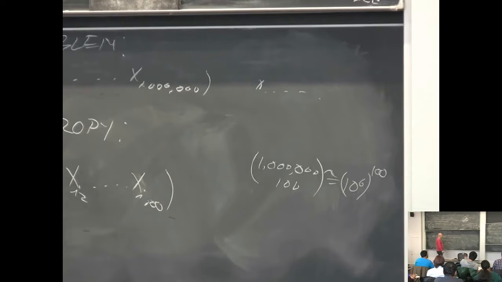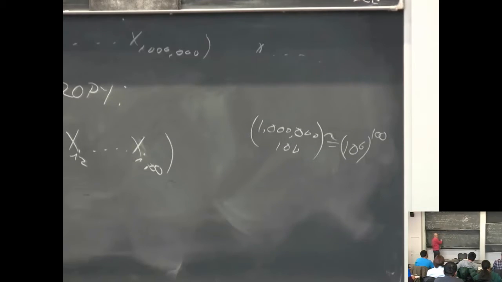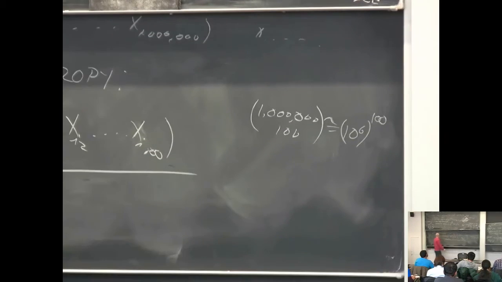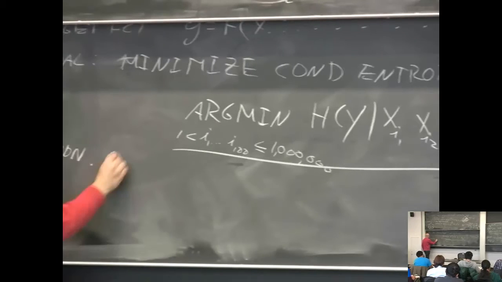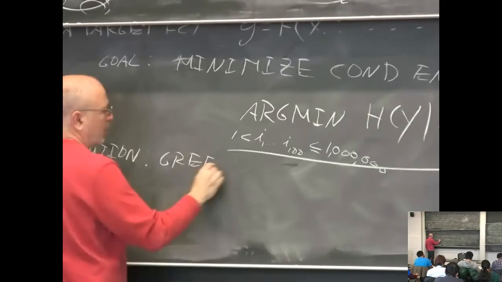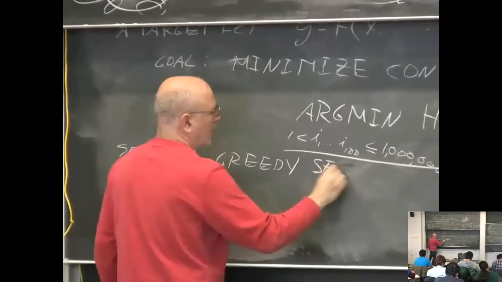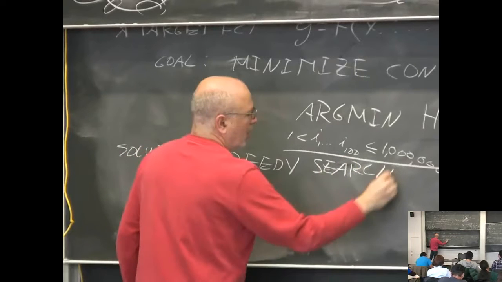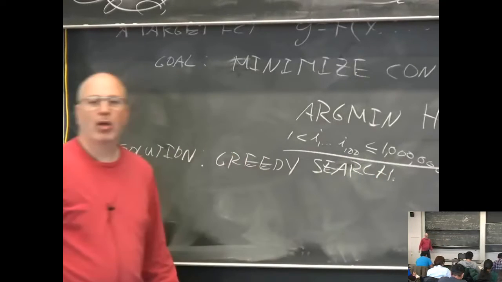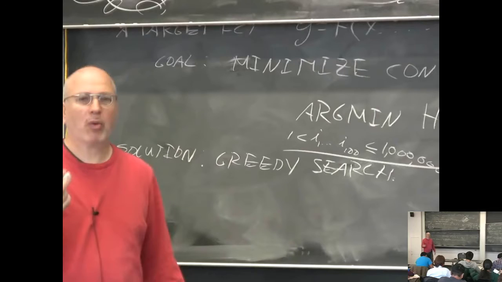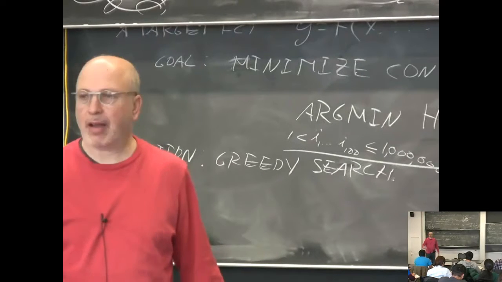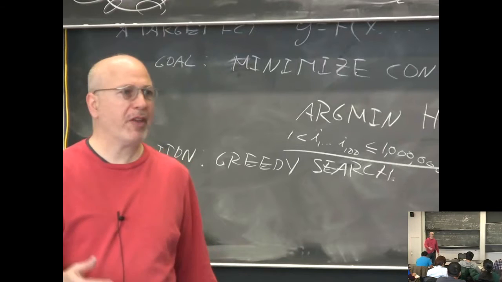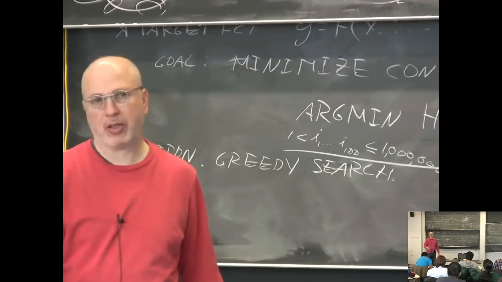So the natural thing to do is a greedy solution, greedy search. How would we do the greedy search? We will start by choosing the one most informative feature. And after we include that one most informative feature, we will look for the next most informative feature, and so forth.